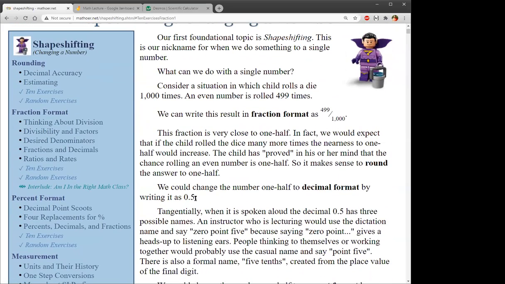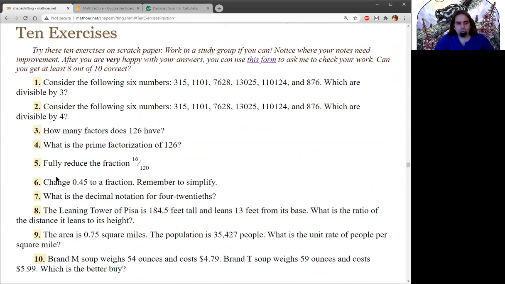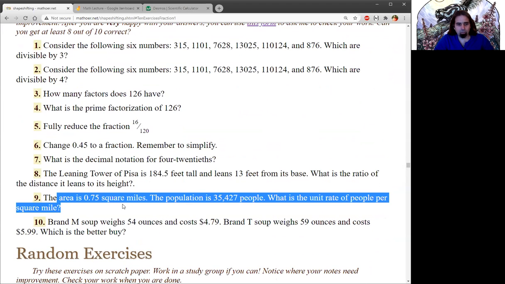I'm not quite sure how to do number 9 from last week's 10 exercises. The rounding or the fraction? The fraction format. Okay. This one, the area. Yeah. Okay.